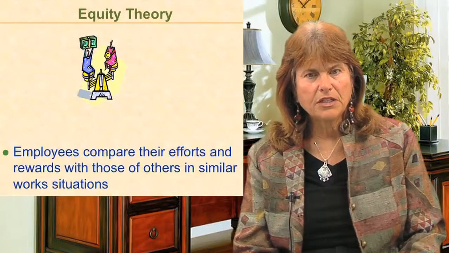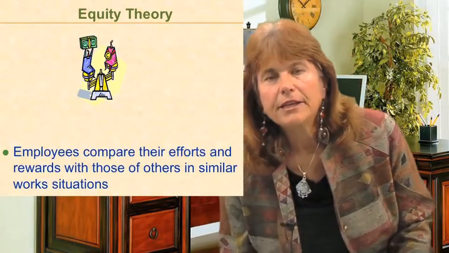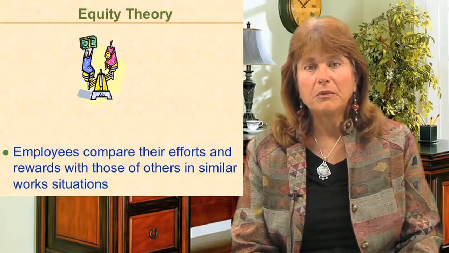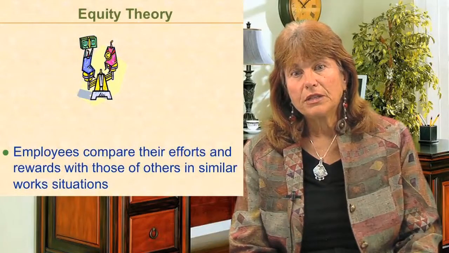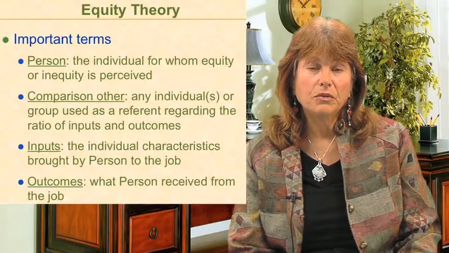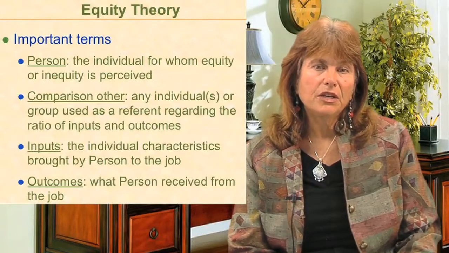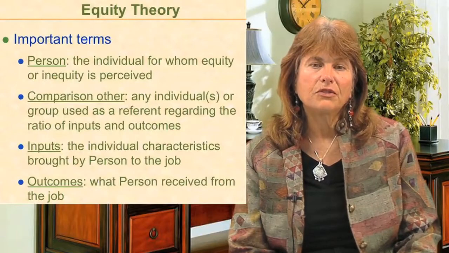When we move on to equity theory, this is a theory that is operating on a continual basis in an organization, and it's really an underrated theory quite often. People are constantly comparing: is somebody making more money for the same job I do, or am I having to do more work than somebody else does? With equity theory, there's a lot of comparison going on of efforts and rewards with those of others in similar work situations. The important terms in equity theory are the person, the individual for whom they perceive equity or inequity. They're comparing themselves with somebody else, looking at their inputs, like how much work they're doing, versus their outcomes, what they're receiving from the job.